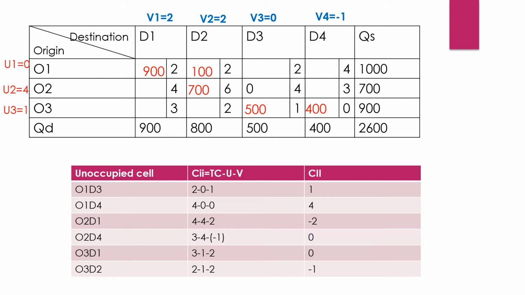When I substitute the values for CII, I have found that O2 D1 and O3 D2 have negative values. These values indicate that I can reduce the transportation cost further by supplying into these cells. Therefore, I am going to select the highest negative value. Here, the highest negative value is O2 D1, which means I have to supply into this particular cell to reduce the transportation cost further.